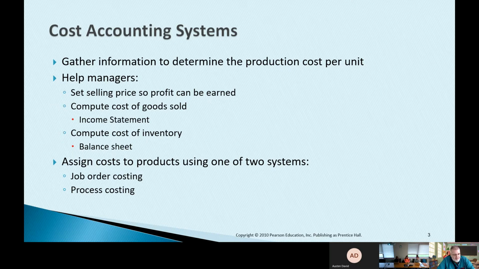However, we also have jobs where we tie the cost to the specific job. And a good example of that is a company that makes a luxury yacht.